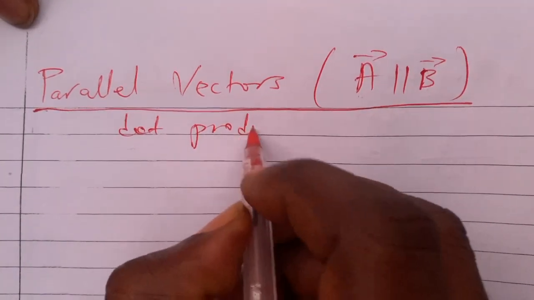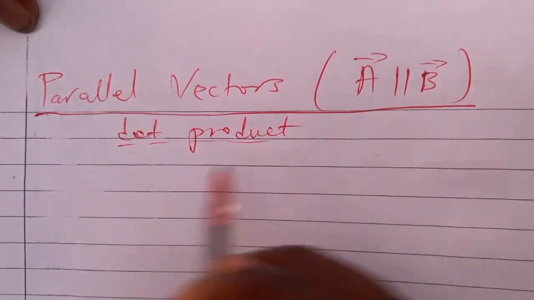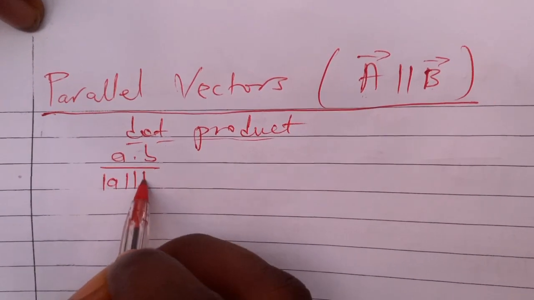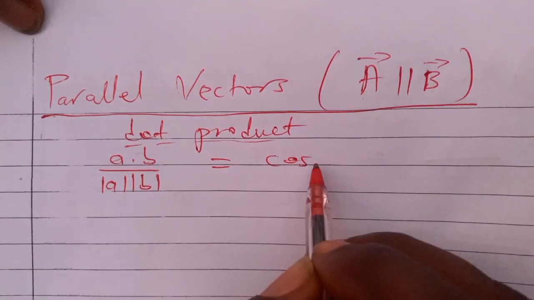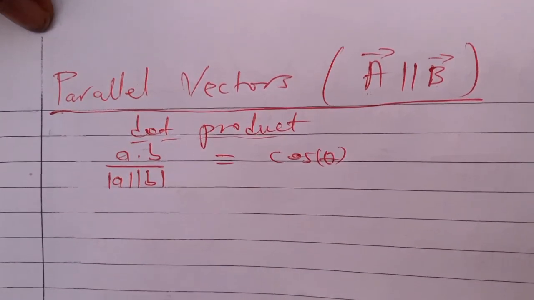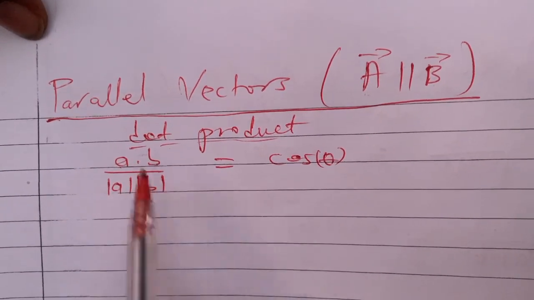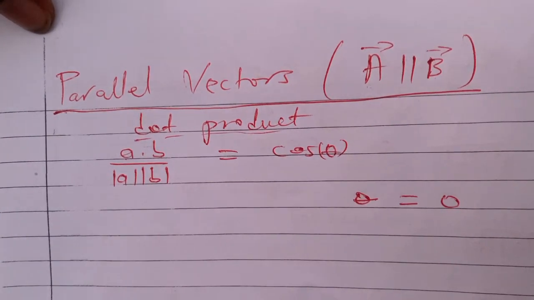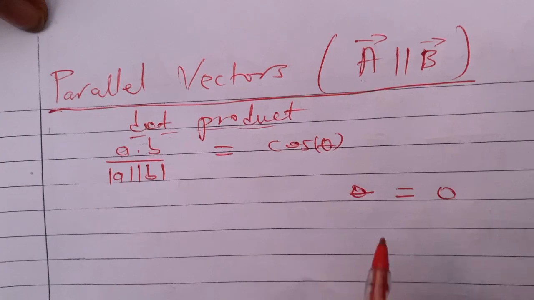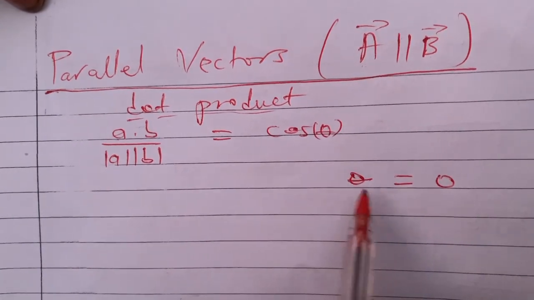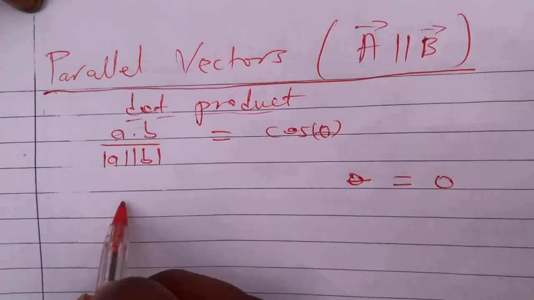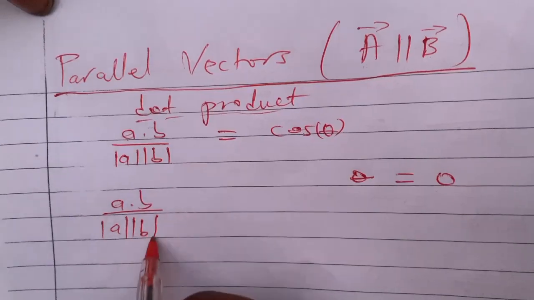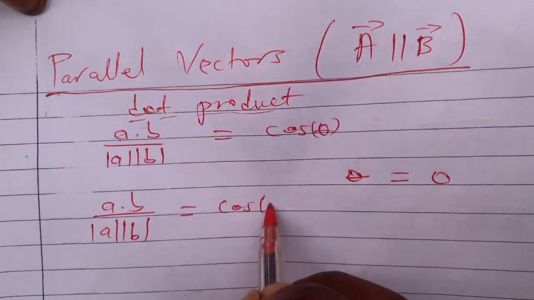For the dot product, we say that A dot B over magnitude of A times magnitude of B is equal to cos of what? Theta. Note, if the two vectors A and B are parallel, then it means my angle theta is going to be what? 0. Okay, now if it is 0, when we replace this theta with 0, we're going to have A dot B over magnitude of A times magnitude of B equal to cos of what? 0.